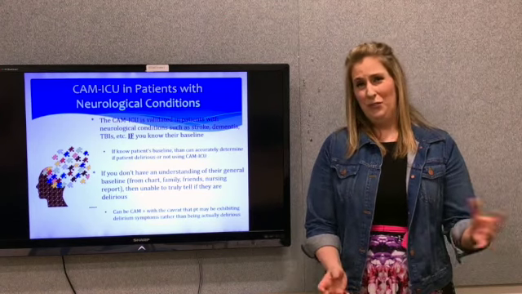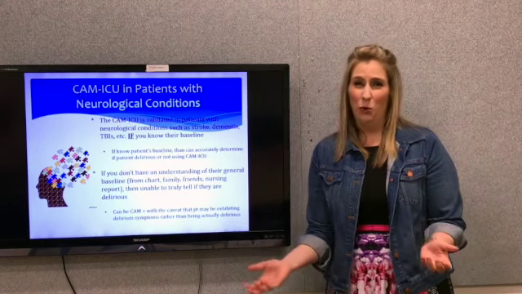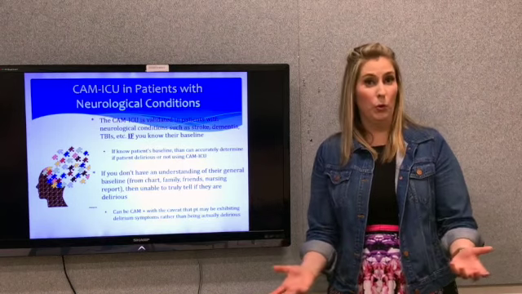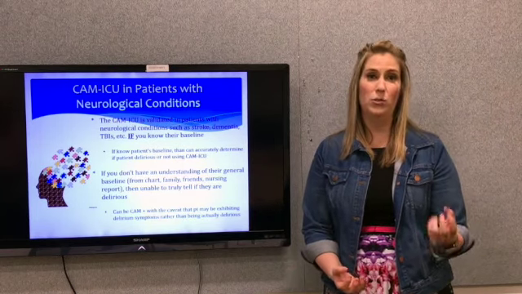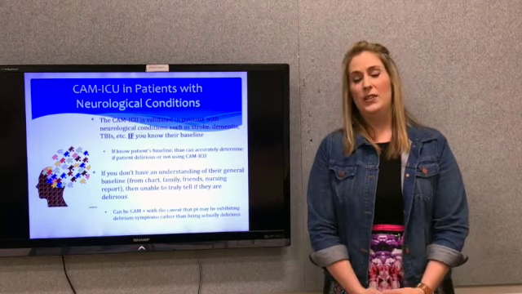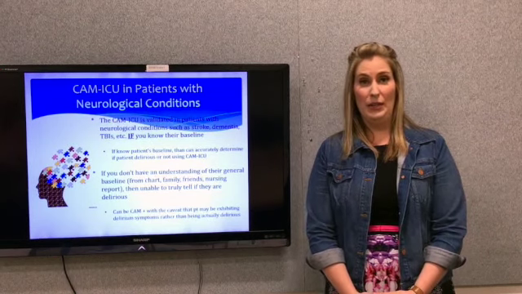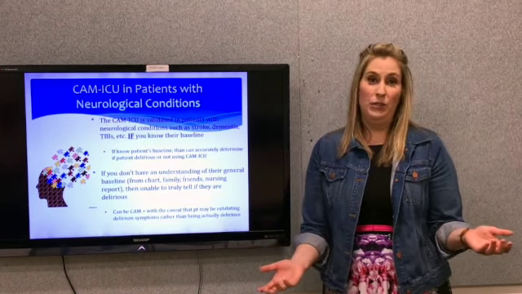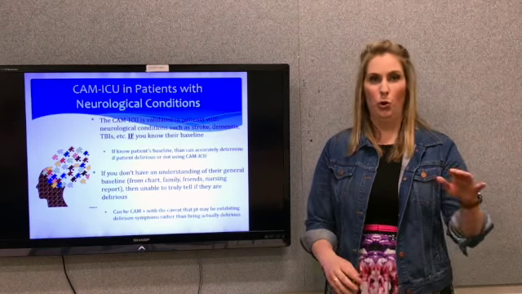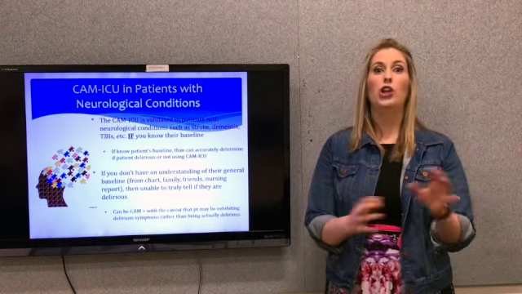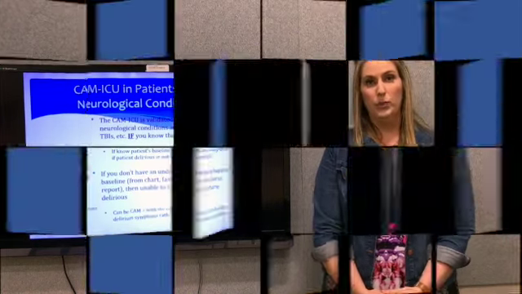You can go on and perform the CAM-ICU on these patients and see how they do. And then if there's a family member nearby, you could say, normally can they perform that? And normally can they follow these commands and squeeze appropriately? If they say no, they normally can't, this is their baseline, then they're CAM-ICU negative. There's no additional delirium on top of their neurological problems.